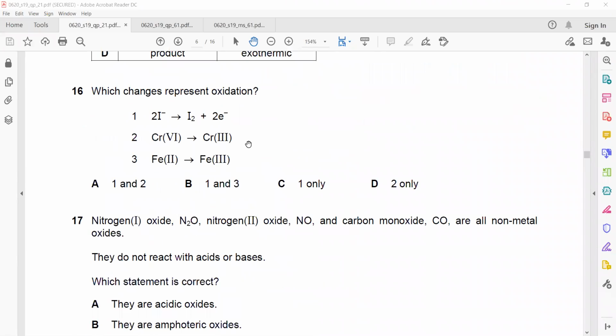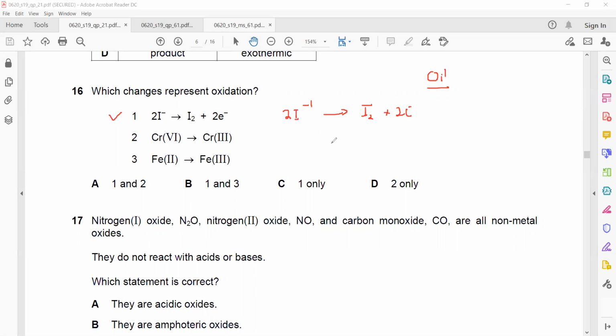About this chromium, iodine, and iron question, look, the term oxidation means a loss of electrons. Iodine is -1, a negative ion means it has an extra electron. And this iodide becomes an iodine molecule. So how does it become an iodine molecule, a neutral? By the loss of electrons. So this is oxidation. That's the first one.